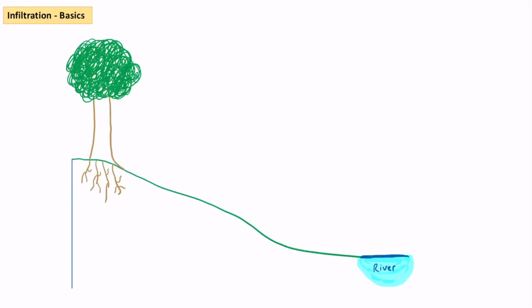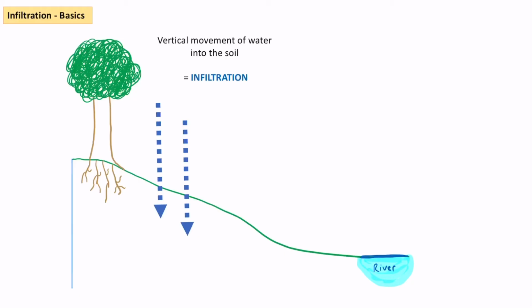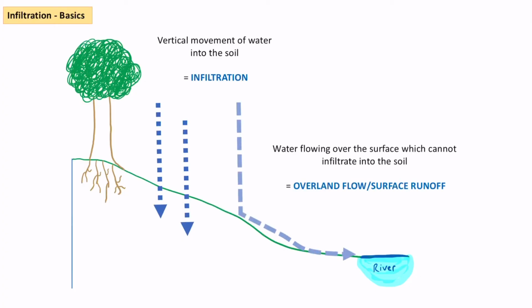I'm now going to move on to talk about infiltration, which in the most basic sense is where the water moves from the atmosphere into the soil in a vertical motion, so going downwards. We also need to know about the process of overland flow. That's where water goes over the surface because it can't infiltrate into the soil. And we're going to look at the reasons behind why that might happen in a second. Surface runoff or overland flow is what we call that.